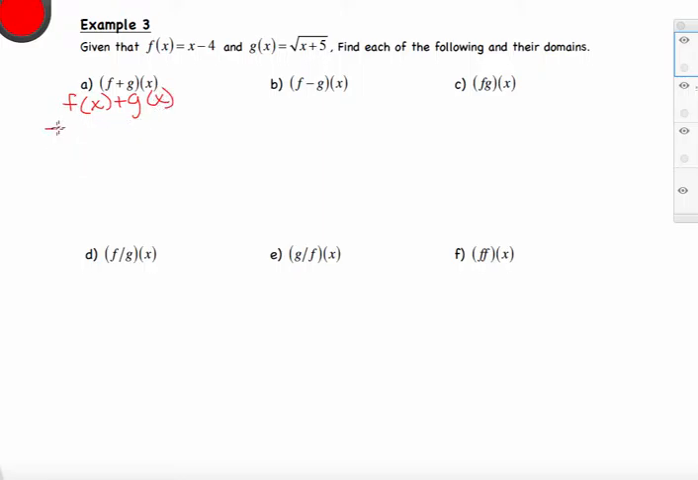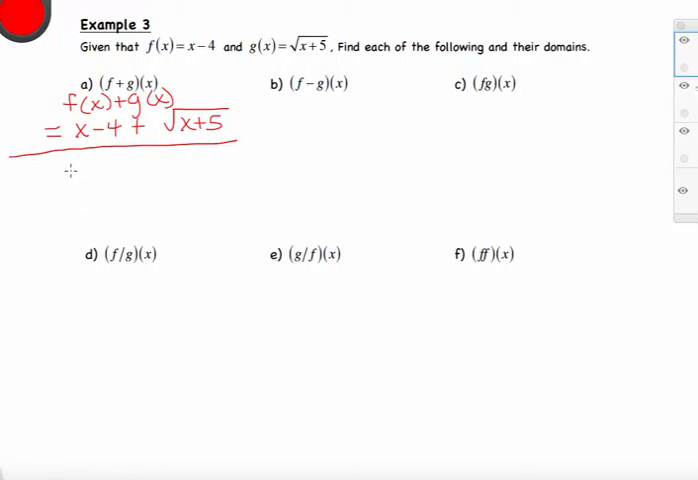And then I'm going to go ahead and write down f of x, which is x minus 4. And I'm going to add that to g of x, which is the square root of x plus 5. And that's done. You cannot simplify that any further. There's nothing to combine or distribute. And we're finished. But we still have to find the domain. I haven't done that yet.